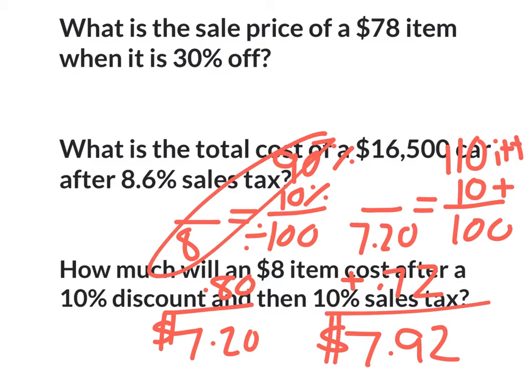Do you understand why it didn't come back to $8? It's because you took off 10% of $8 and you added on 10% of $7.20, so the final price is $7.92.